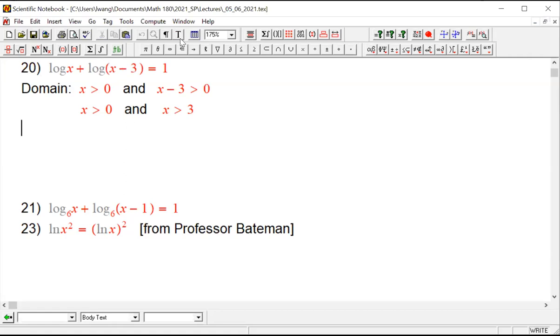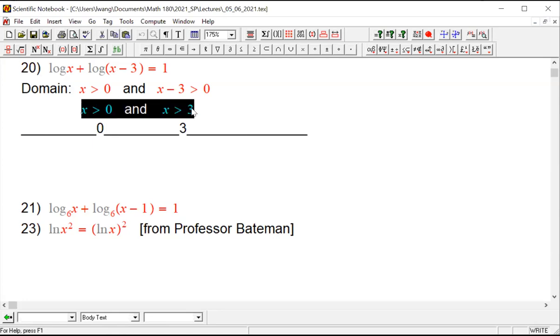Okay, so then we look at the number line. One is x larger than 0, and the other one would be larger than 3, right? How do we determine this logically? If we combine these two, what do we get?